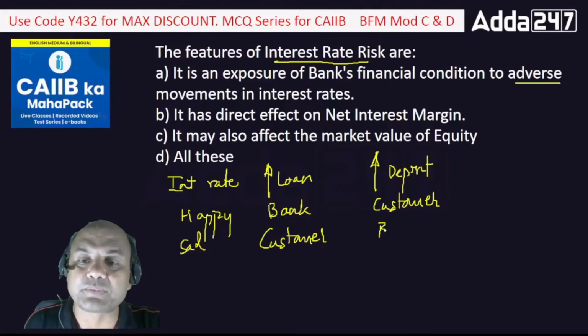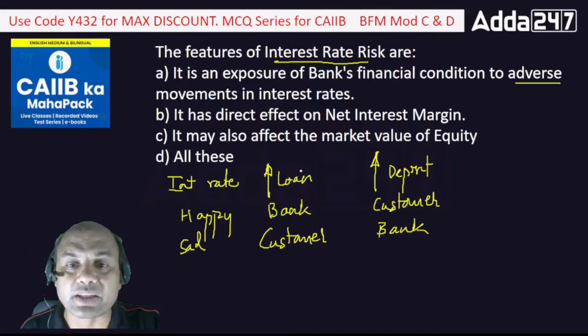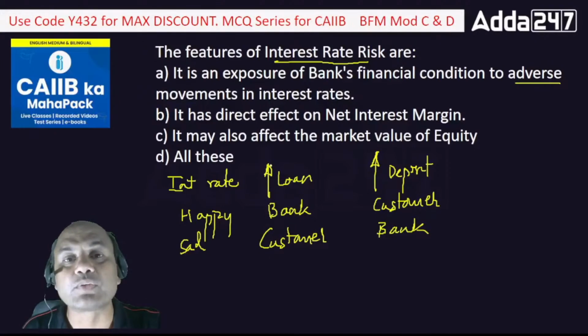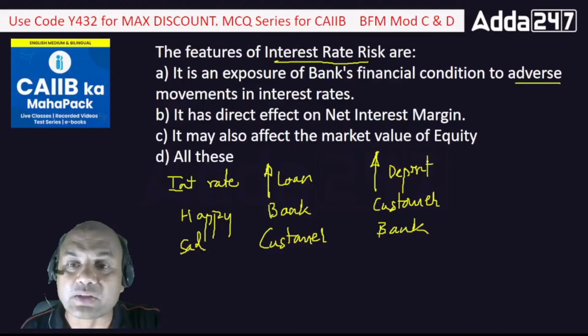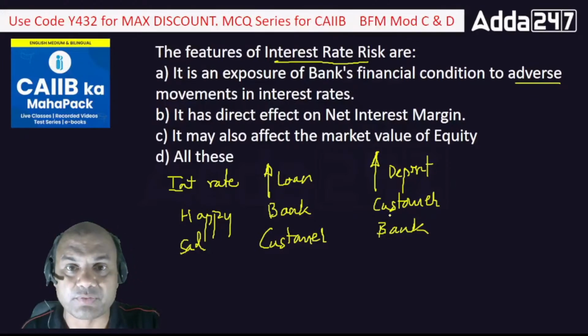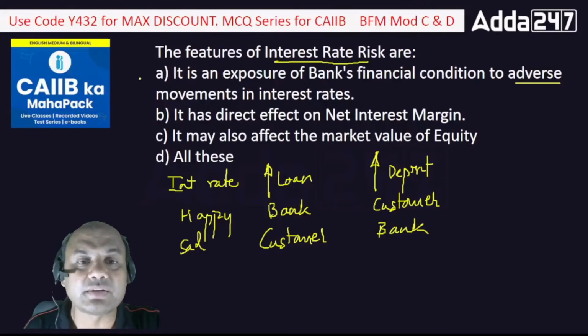Bank will be sad because bank will have to pay higher interest, right? So what is interest rate risk? It means adverse movement. Adverse movement means what? It depends on whether I am talking of loan or deposit. If the loan rate goes down, it's an adverse movement. If the deposit interest rate goes up, it's also an adverse movement from the bank's perspective. I am talking only from the bank's perspective. So it is an exposure of bank's financial condition to adverse movement in the interest rate.